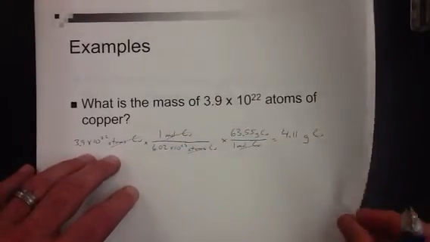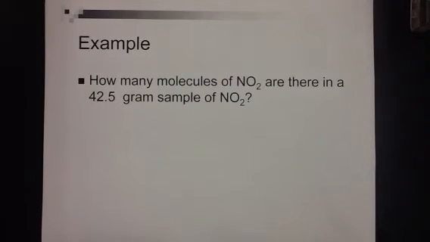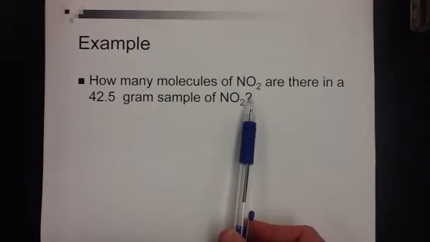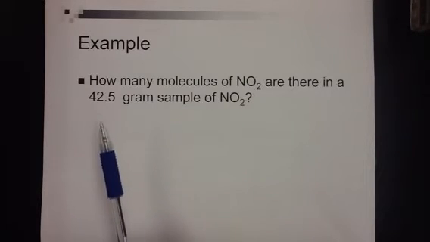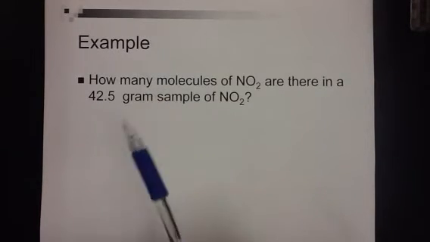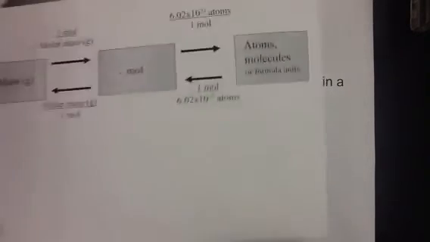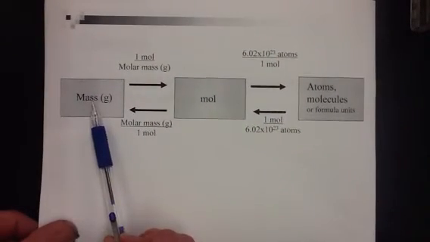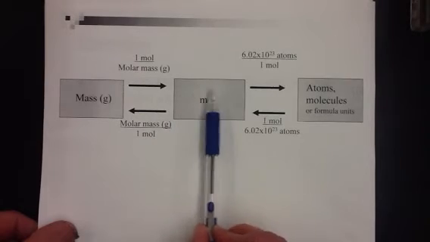Let's do one more example. This one's a little bit different. This one, we're going to be working with NO2, which is a molecule rather than just a single element. And this time we're given the mass and asked to figure out how many particles or how many molecules that is. So this time we're starting with the mass, and we need to go to moles, and then from moles into number of particles.